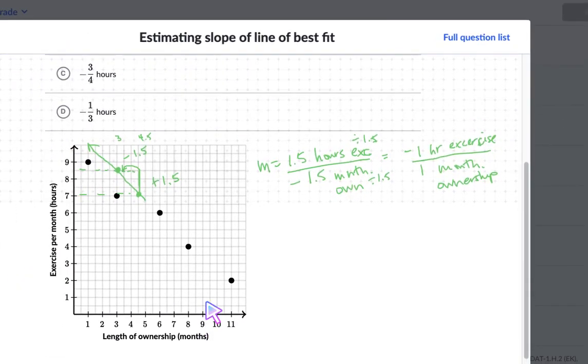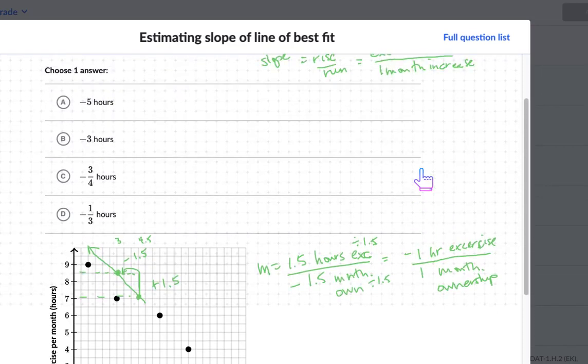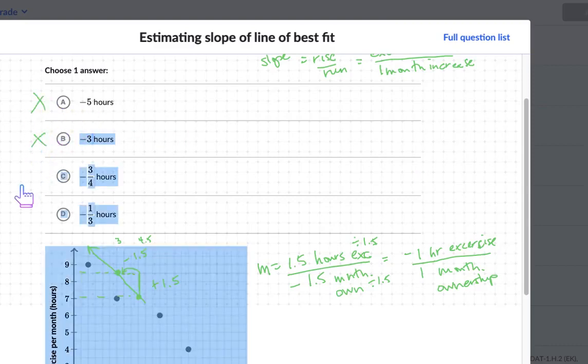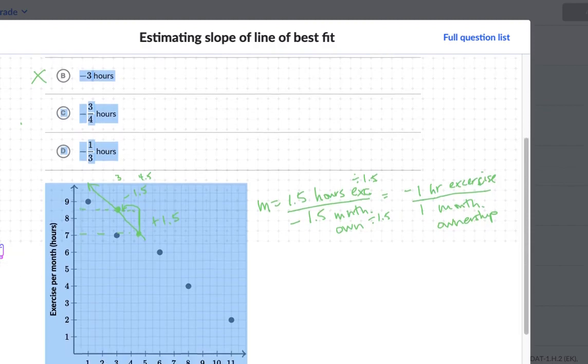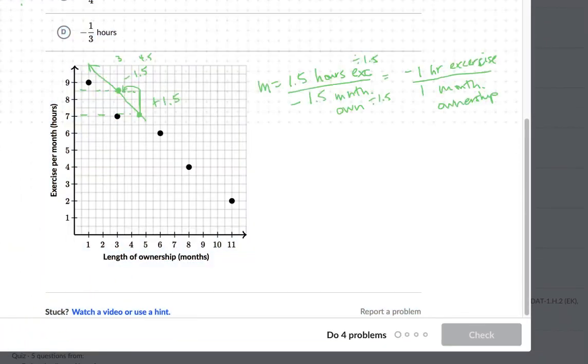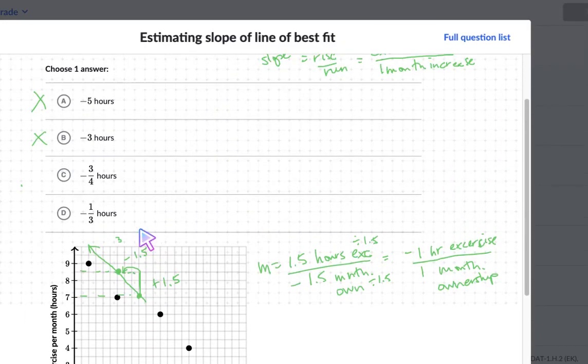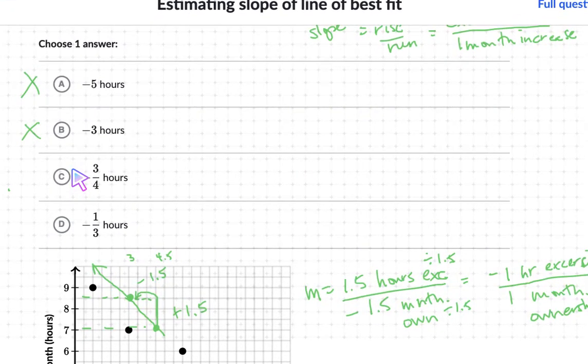Okay, so it looks like the slope is 1. Let's see, what's the closest to 1? All right, well, definitely not 5. Definitely not 3. They're all negative, which is good. That's what we want. Negative means that it's showing people are exercising less. So they're all good with the sign.